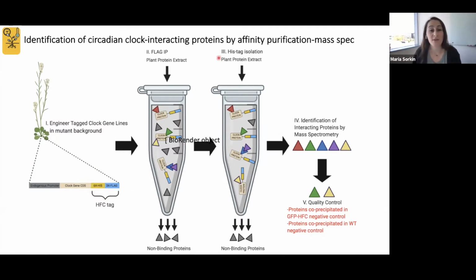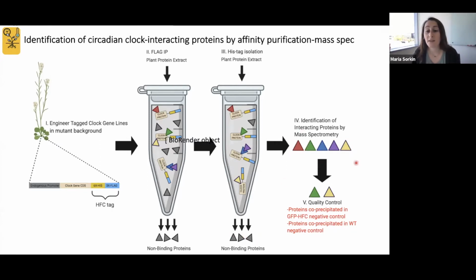We make protein extracts from that genetically modified plant, and we perform two affinity purifications. The first is purifying for that FLAG tag. And so our clock protein, along with any interacting protein, as represented by these colored triangles, and that can be a direct interaction or an indirect interactor, those proteins are co-purified. We perform a second affinity purification, isolating for that His tag to further purify specific interactors for our clock protein, while non-specific binding proteins will flow off.